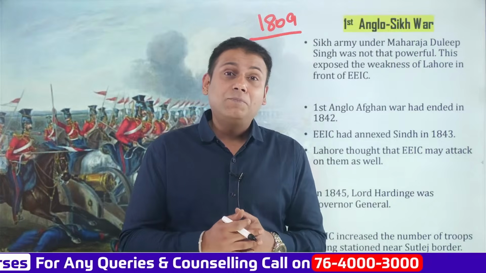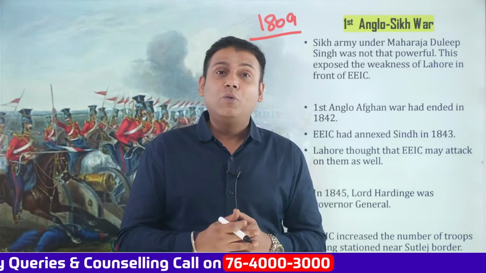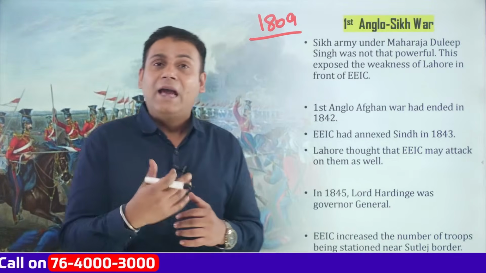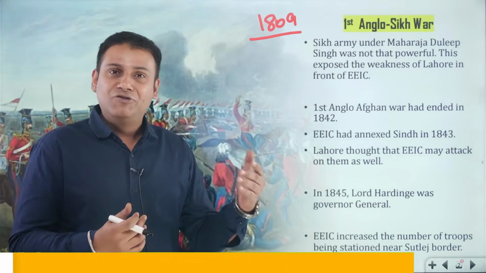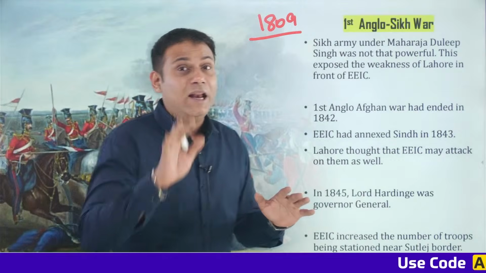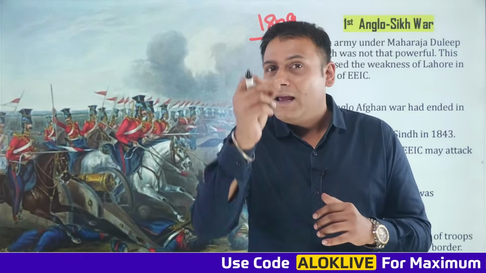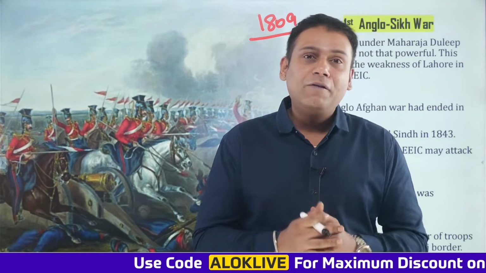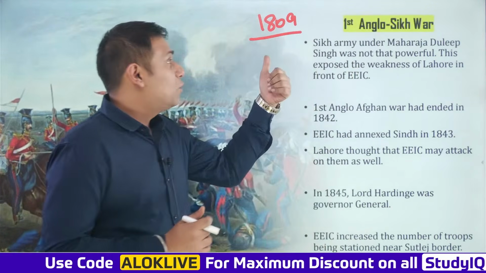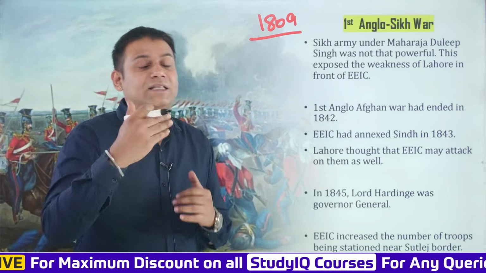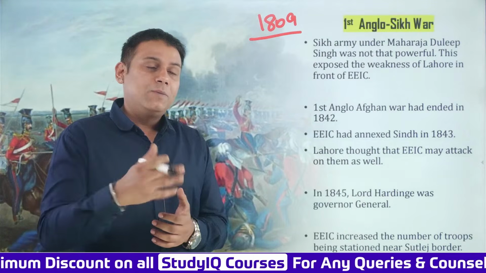As a part of this policy, at that time the Governor General was Lord Minto I. And Lord Minto I had sent Sir Charles Metcalfe to negotiate with Maharaja Ranjit Singh. But initially, the negotiations did not reach a proper conclusion. Finally, in 1809, the Treaty of Amritsar was signed between the English East India Company and Maharaja Ranjit Singh ji. So what was as per that treaty?